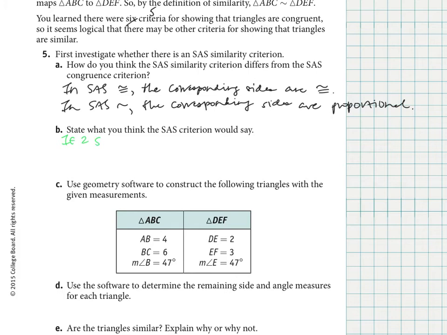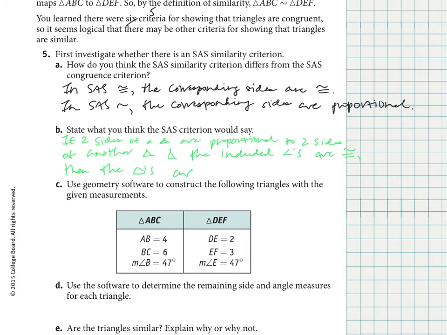So we're going to say if two sides of a triangle, there's our triangle, we're going to say are proportional. So if two sides of a triangle are proportional to two sides of another triangle, and the included angles are congruent, then the triangles are similar. So keep in mind how this is different. SAS similarity is different from SAS congruence.